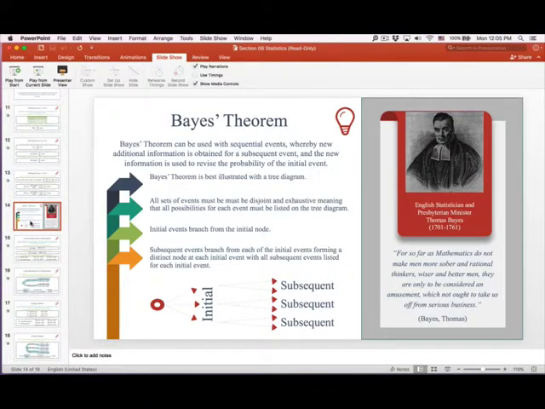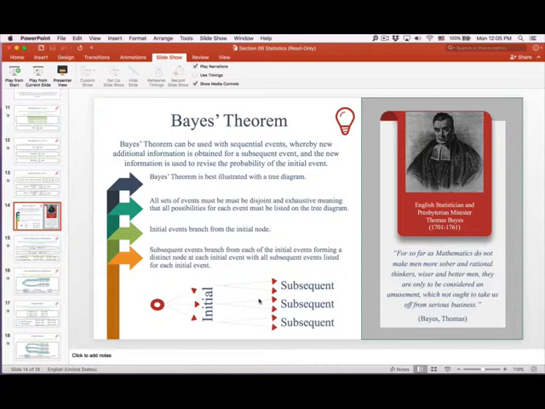For the Bayes theorem, we can use the tree diagram to represent it, just like here. We could write down all the initial probability here, and then we could figure out the other given information here. And all these events must be disjoint. Disjoint means mutually exclusive.